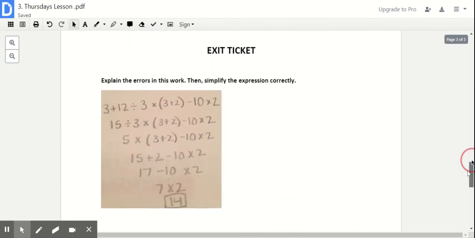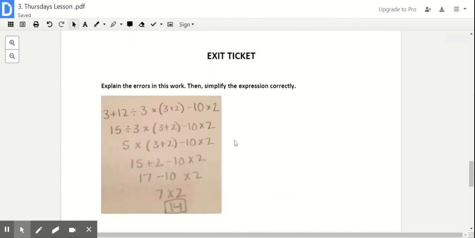All right, so exit ticket, make sure you have a piece of paper, actually do the problem out on the side, going in order, keeping neat and organized work, and then figure out why there's going to be an error within the work that's given for this exit ticket.